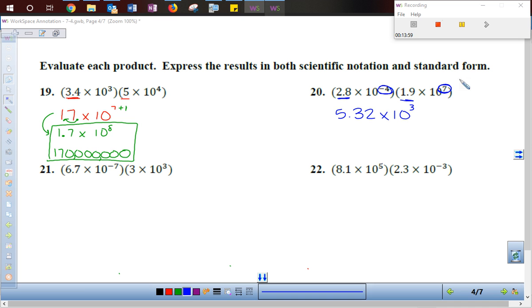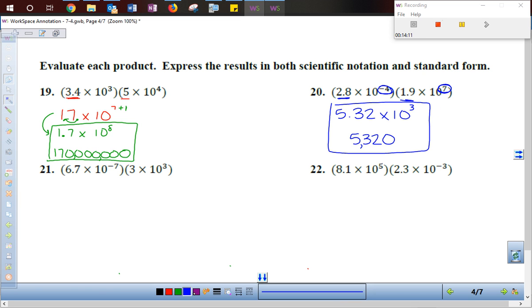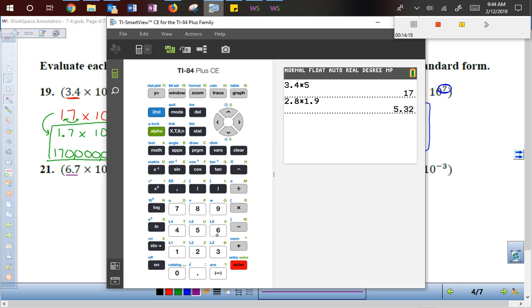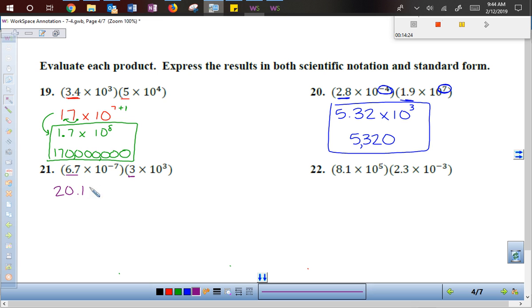Now all I have to do is write it in standard form. So I can move my decimal 3 places to the right, 1, 2, 3, and get 5,320. Let's try it again on number 21. Again, start with the coefficients. Take your 6.7 times 3, so 6.7 times 3, and I'm going to get 20.1.